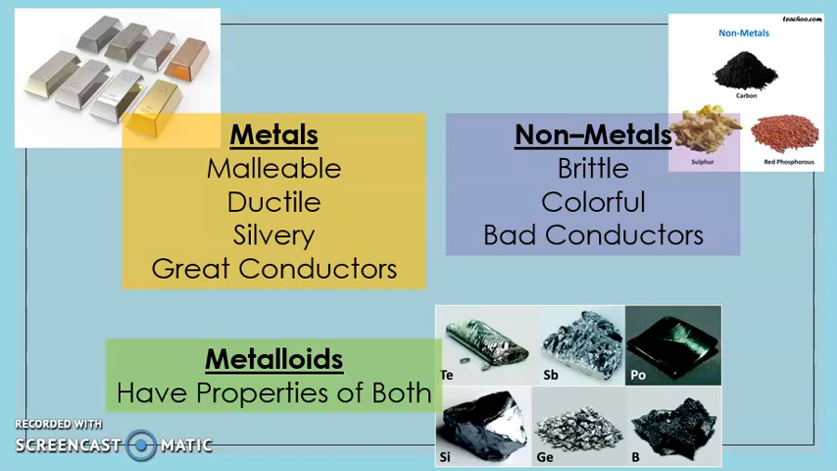Now, metalloids, because they're sandwiched in between the metals and the nonmetals, tend to have properties of both. And it depends on exactly what kind of property that you're looking for. It kind of varies as you're going through the metalloids.